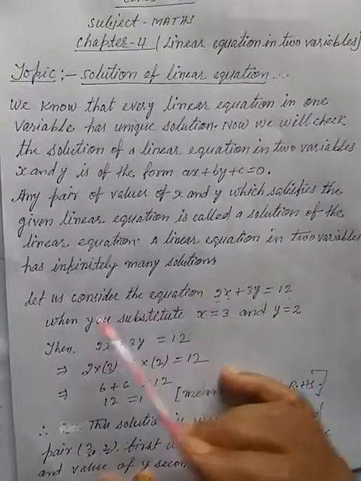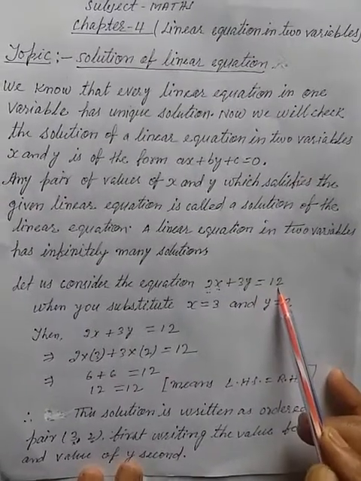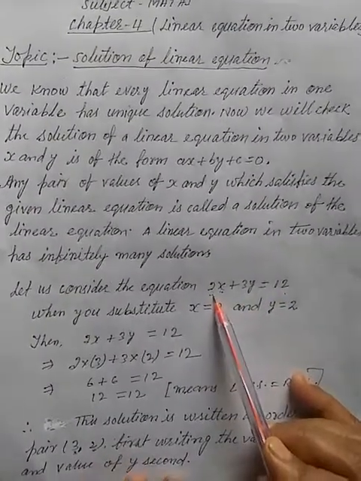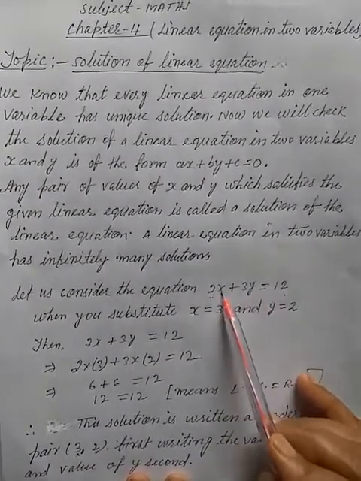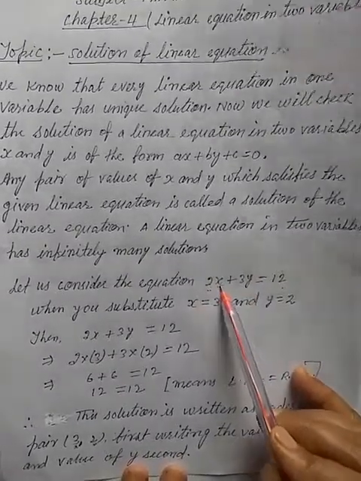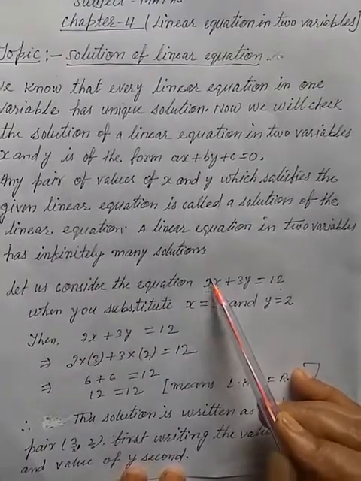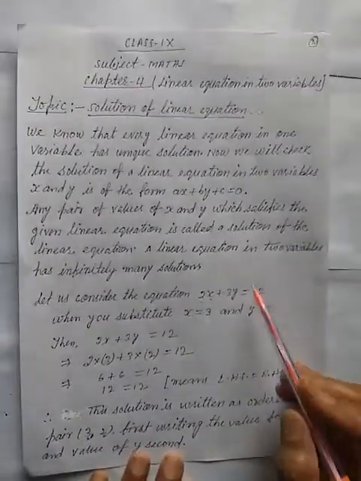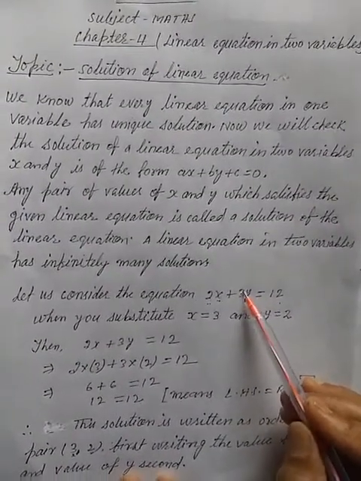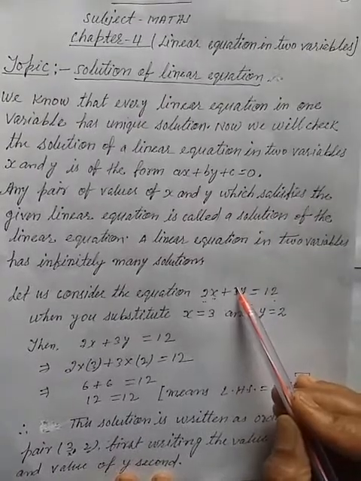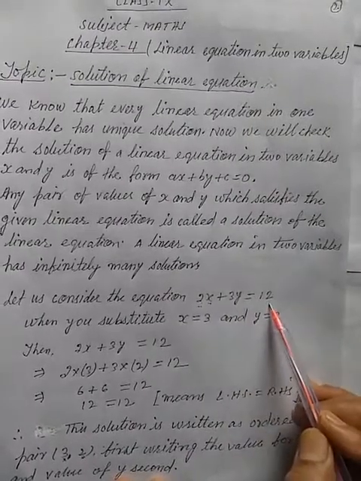Now let us consider the equation 2x + 3y = 12. Students, this is a linear equation in two variables because here x and y are variables. Can you say what the coefficient of x is here? It is 2, which represents a. What is the coefficient of y? It is 3, which is b. According to the general form we compare like this, and 12 is a constant.